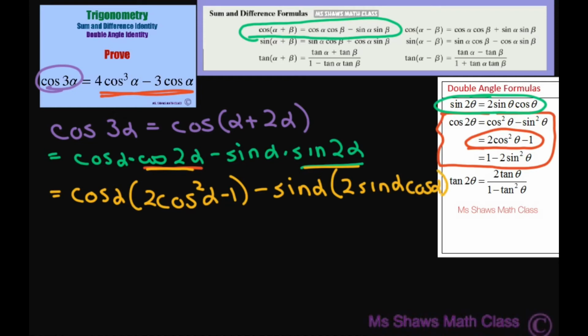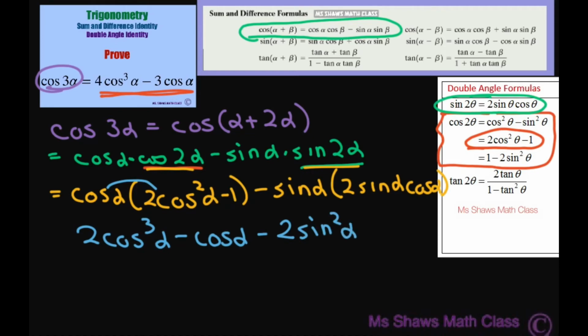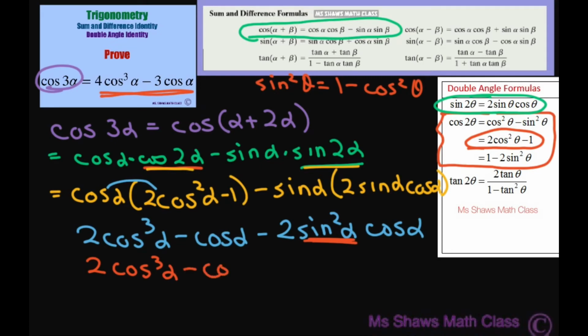Now let's simplify this. Distribute. You're going to get 2 cosine cubed of alpha minus cosine of alpha minus 2 sine squared of alpha times cosine of alpha. Alright, now from there, let's see what we can do. This is the only problem we're having right here. So we're going to use the fact that sine squared of theta equals 1 minus cosine squared of theta. So we get 2 cosine cubed of alpha minus cosine of alpha minus 2, now we're going to substitute 1 minus cosine squared of alpha times cosine of alpha.